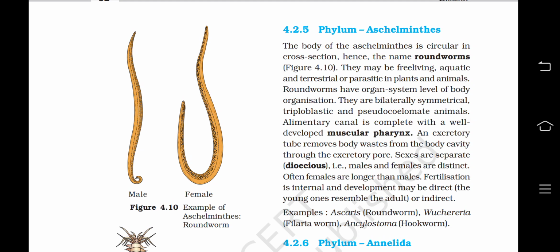Fertilization is internal and development may be direct, where the young ones resemble the adult, or indirect. Examples: Ascaris, roundworm, Wuchereria, filaria worm, Ancylostoma, hookworm.